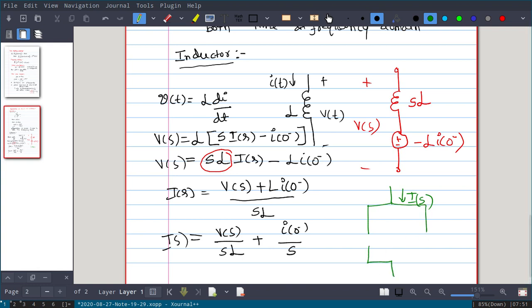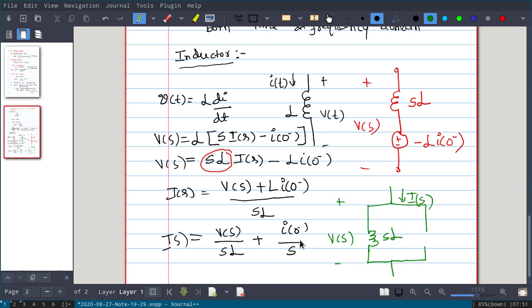And two branches, and voltage across that is V of S. The current flowing through in the one branch is V of S by an impedance, that is SL. That we know, that is an inductance, impedance SL. And the other one, that is I of 0 minus.